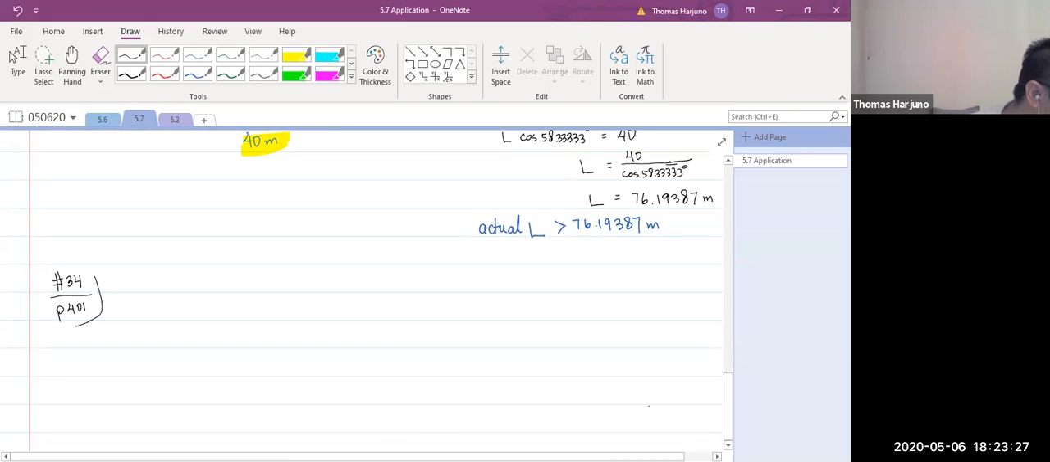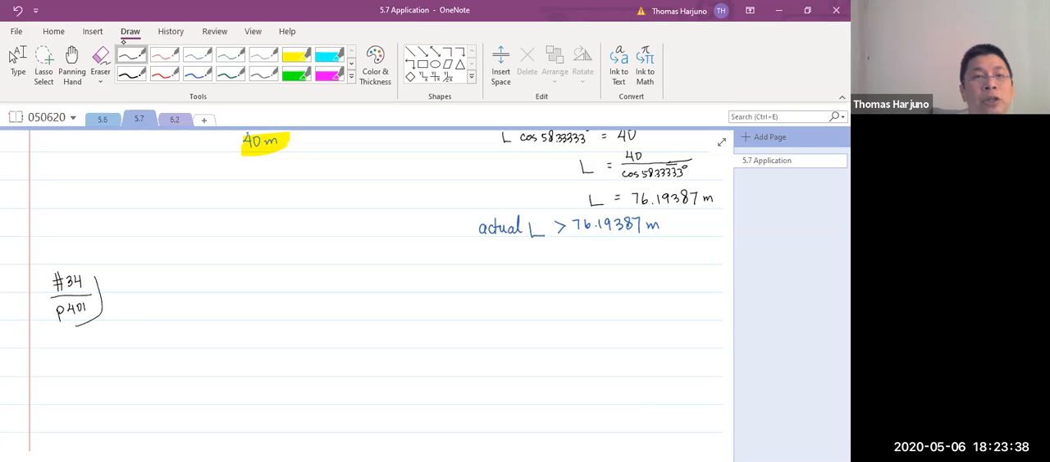Designing a water slide shown in the figure as part of design for a water slide. Find the total length of the slide to the nearest foot. Okay, so they have this situation here. Let me try to sketch that.